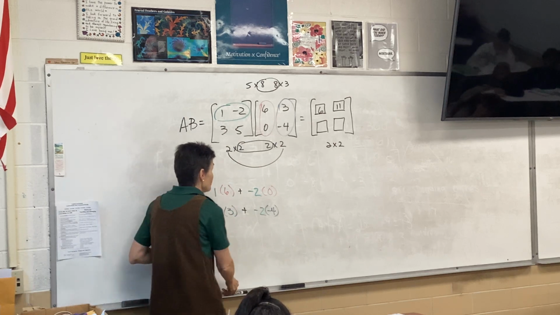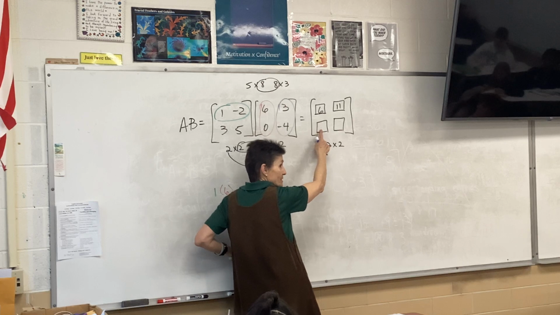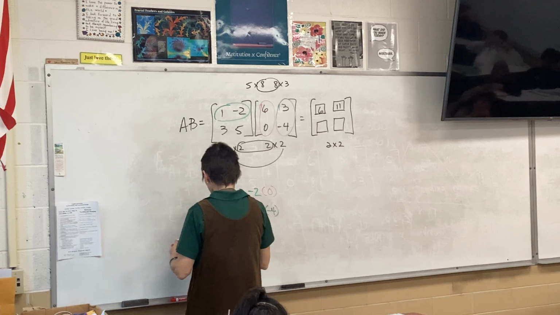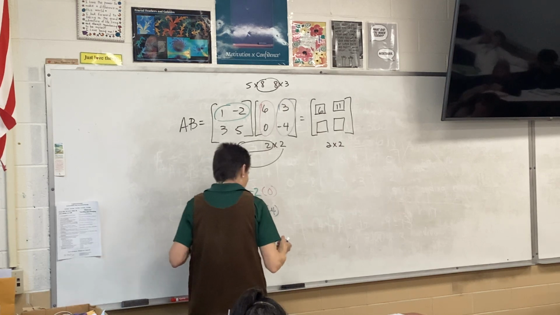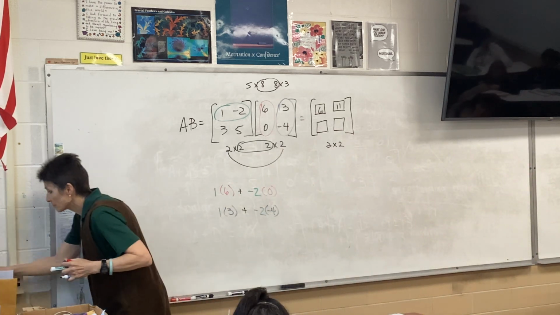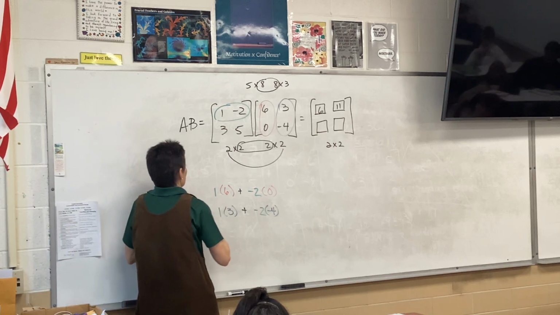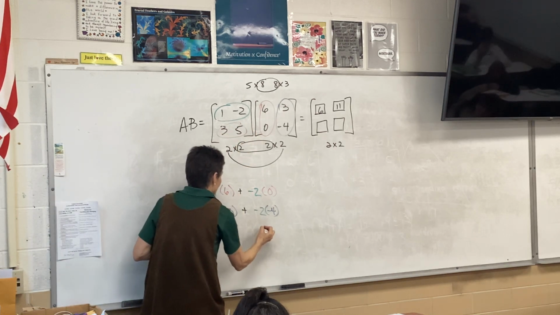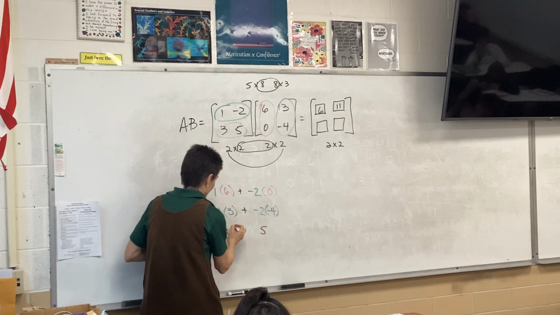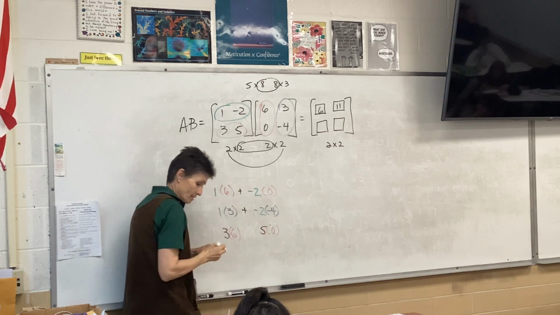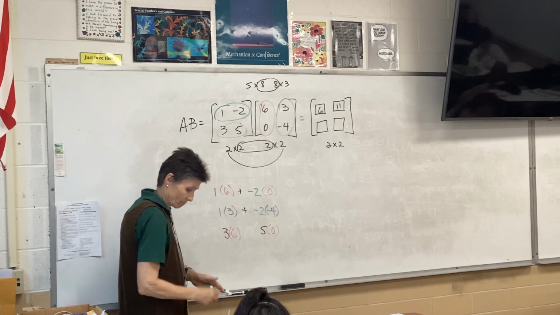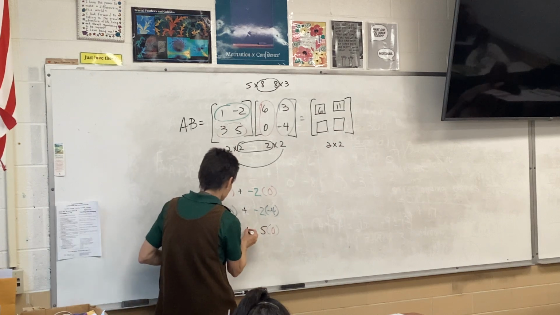All right, now I'm going to do this spot. Well, what spot is this? This is the second row, first column. So I'm going to take my second row times my first column. So my second row times my first column, multiply and add. So what am I coming up with there? Looks like I get 18.